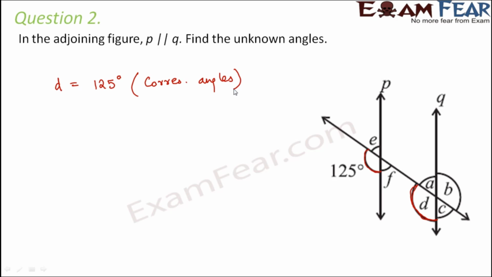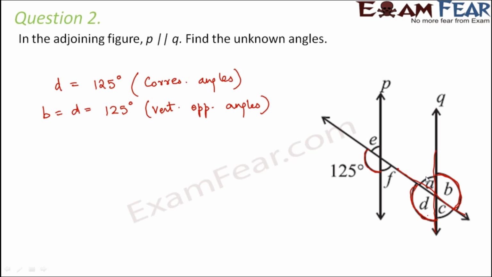So we found out one angle. Now when you look at angle D and angle B, these are vertically opposite angles, because you see this line and this line are intersecting lines, and B and D are opposite angles on the intersecting lines. Therefore, B will also be equal to D, that is 125 degrees, because these are vertically opposite angles.